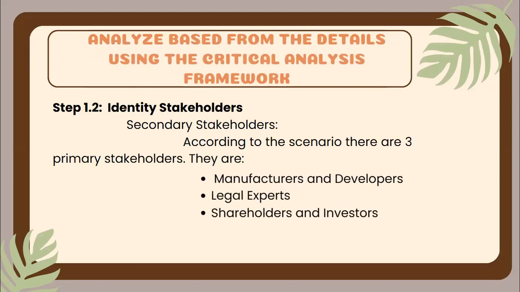Secondly, secondary stakeholders. Manufacturers and developers. Companies and engineers are responsible for designing, manufacturing, and programming autonomous vehicles. This simply means they need to ensure that the technology operates safely to protect their reputation. Legal experts, lawyers, and legal practitioners who deal with autonomous vehicle-related cases, including accidents. They play a crucial role in navigating the complexities surrounding autonomous vehicles. Shareholders and investors, individuals who are interested in companies that develop autonomous vehicle technology. They are interested in the financial success and growth of these companies.